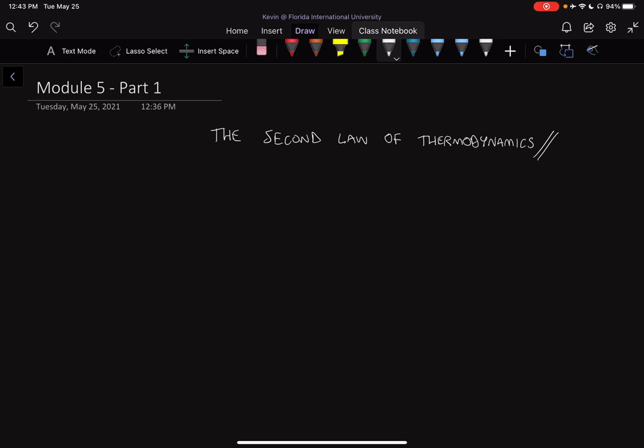In Module 5, we're going to study the second law of thermodynamics, and to start this, we're going to start with part 1 and try to understand what the second law means and how it can be applied to thermodynamic problems. So far in the class, in all the previous modules, we have focused on the first law.